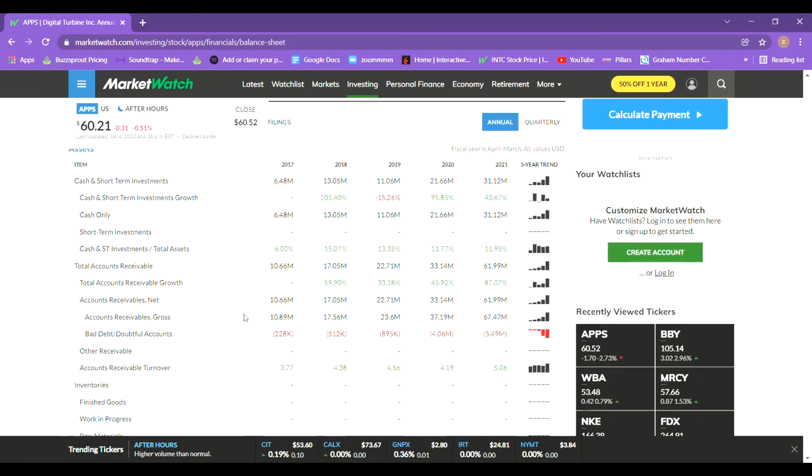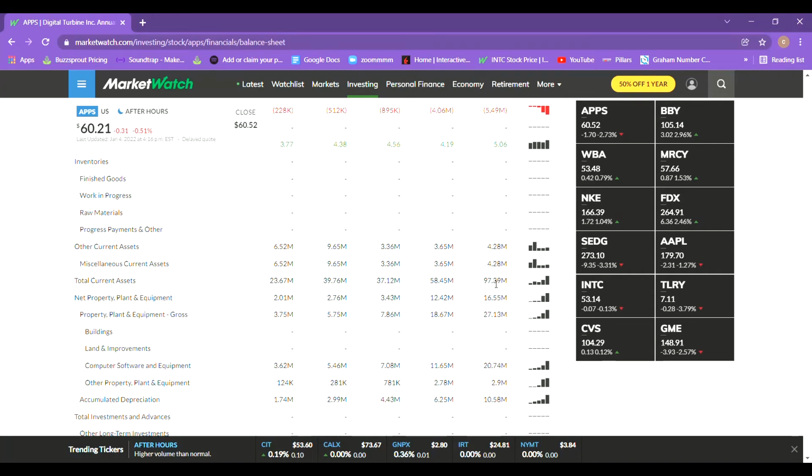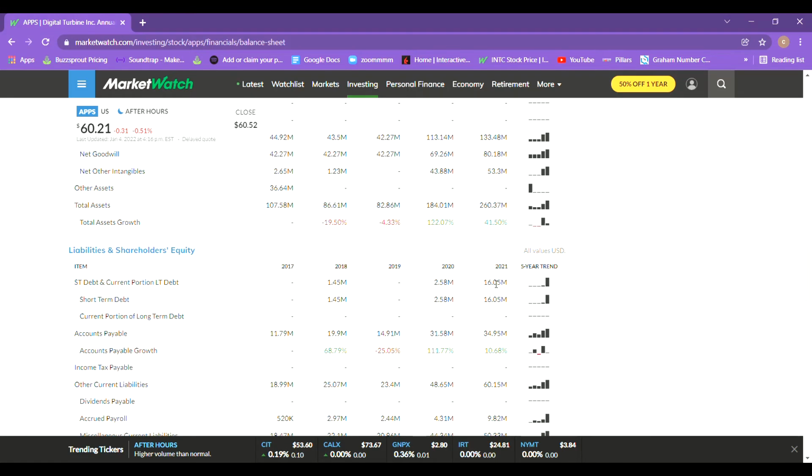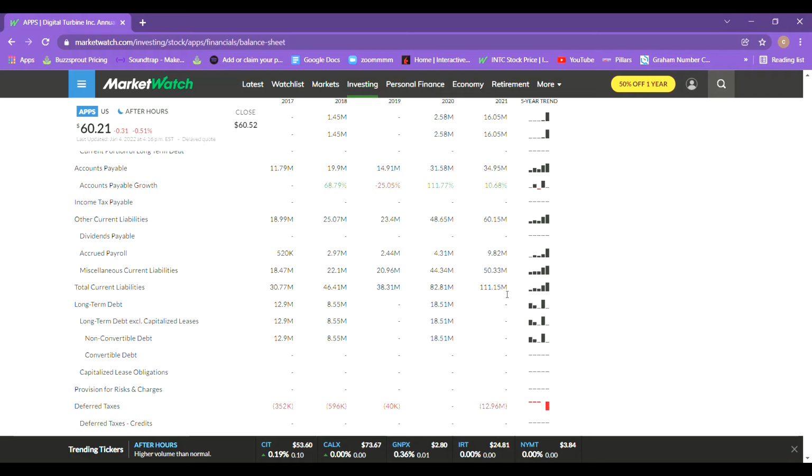Moving into the balance sheet now, we're going to look at the current assets. So the current asset growth looks good as they brought this up to 97 million, which is an increase of 312% from 5 years ago. Now with the liabilities, on the other hand, as of 2021, they're at 111 million, which is very unfortunate to see. They have 14 million more current liabilities than current assets.